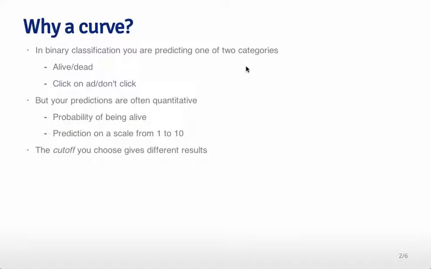The cutoff you choose gives different results. In other words, if we predict a probability that you're going to be alive is 0.7, and we say all the people above 0.5 will be assigned to be alive, then that's one prediction algorithm. Alternatively, if you say only people with a probability above 0.8 will be predicted to be alive, then that will give you a different prediction for that same person. And the different cutoffs will have different properties. They'll either be better at finding people that are alive or better at finding people that are dead.